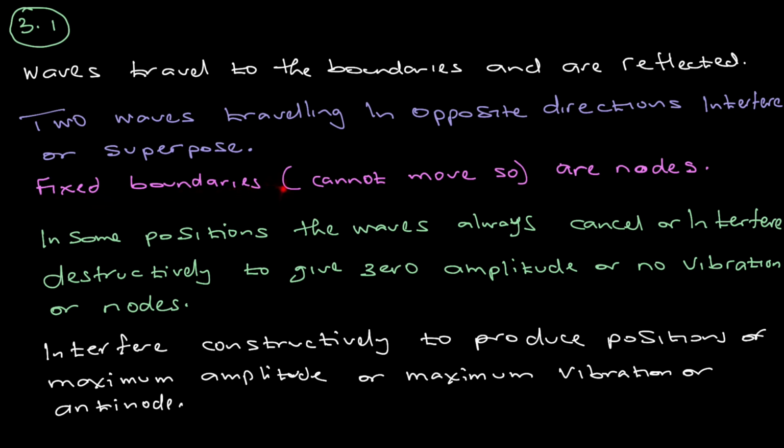Fixed boundaries cannot move, so are called nodes. In some positions, the waves always cancel or interfere destructively to give zero amplitude or no vibration, or nodes. They interfere constructively to produce positions of maximum amplitude or maximum vibration, or antinodes.